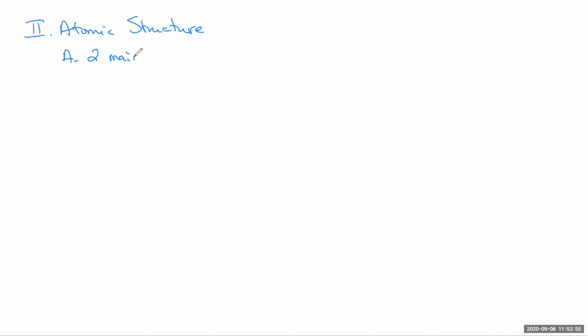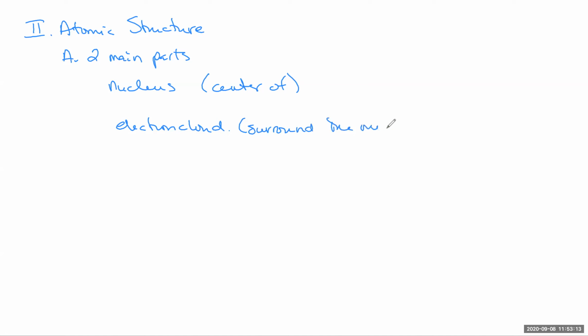And in the modern view of the atom, there are two main parts of an atom. There's the nucleus and there is the electron cloud. Nucleus means center of. The electron cloud is going to surround the nucleus. The nucleus is going to contain two types of subatomic particles. They're going to contain protons and neutrons. And cleverly enough, in the electron cloud, it's going to contain electrons.